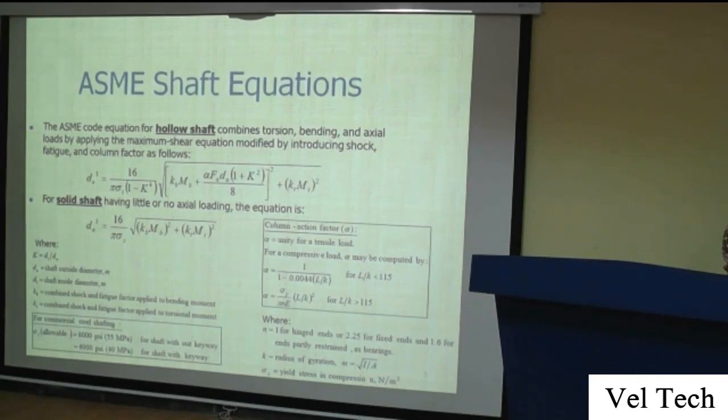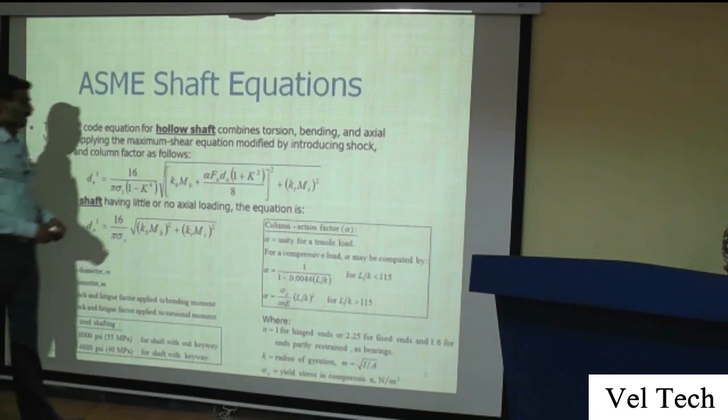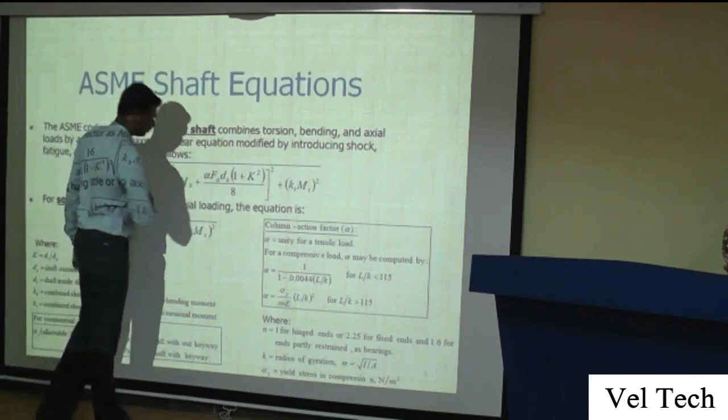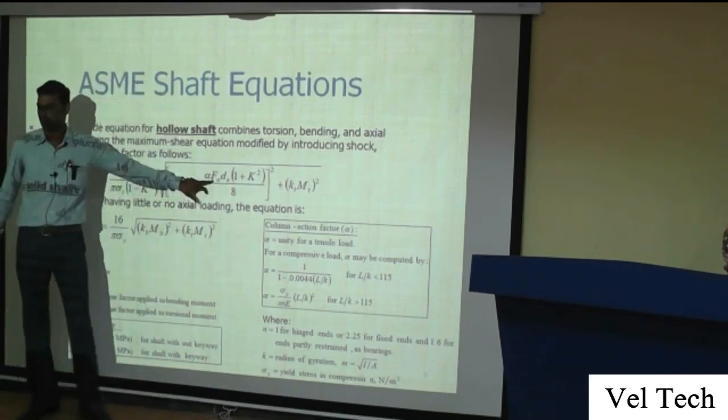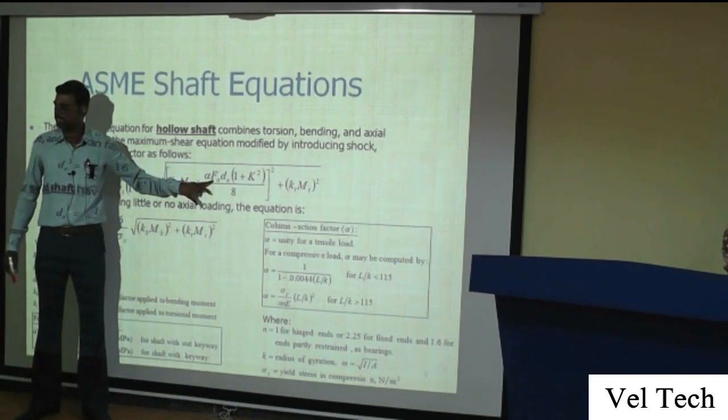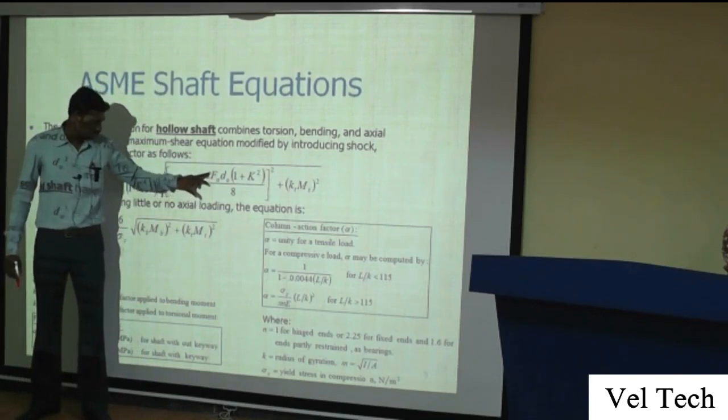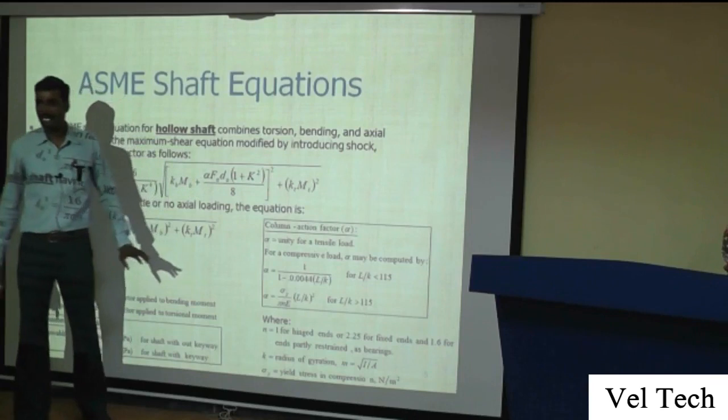Okay? Any doubt in this? So N depends upon whether it may be roller end or pinched end or fixed end. These values are available in your data book. Mostly 90% of the data are available in your data book.